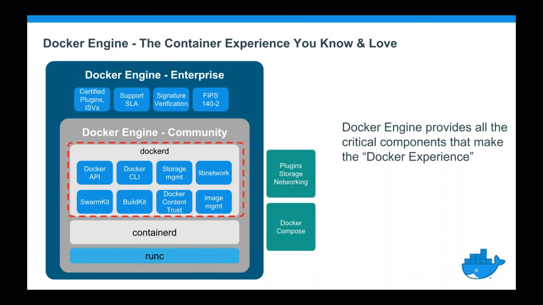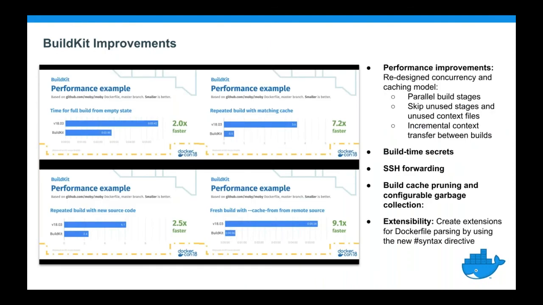So one of the new things that recently came out with Docker Engine 18.09 is a new set of options that you have around build. So for those who are still new to the Docker experience, build is how you take a Dockerfile, which is a set of instructions on how you build an application, and then turn that into an actual image or container. And so in Docker Engine 18.09, we introduced the option to leverage the new BuildKit.